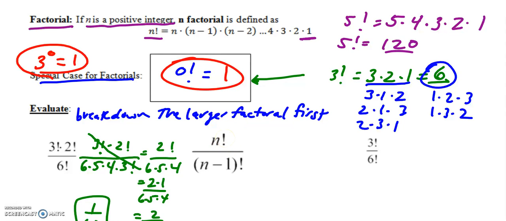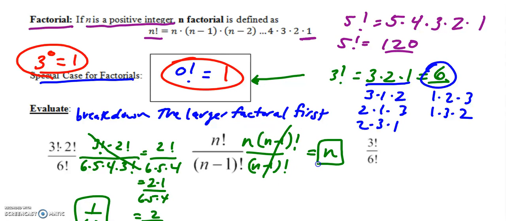And so if I start writing the definition again, this would be n times n minus 1, and then I could keep going forever: n minus 2, n minus 3, n minus 4, n minus 5. But again, I notice that I have an n minus 1 factorial on the bottom. So instead of writing n minus 2, n minus 3, n minus 4, all of that is implied in this symbolism. These are the same top and bottom, so I can cross them out. So my final answer is just n.